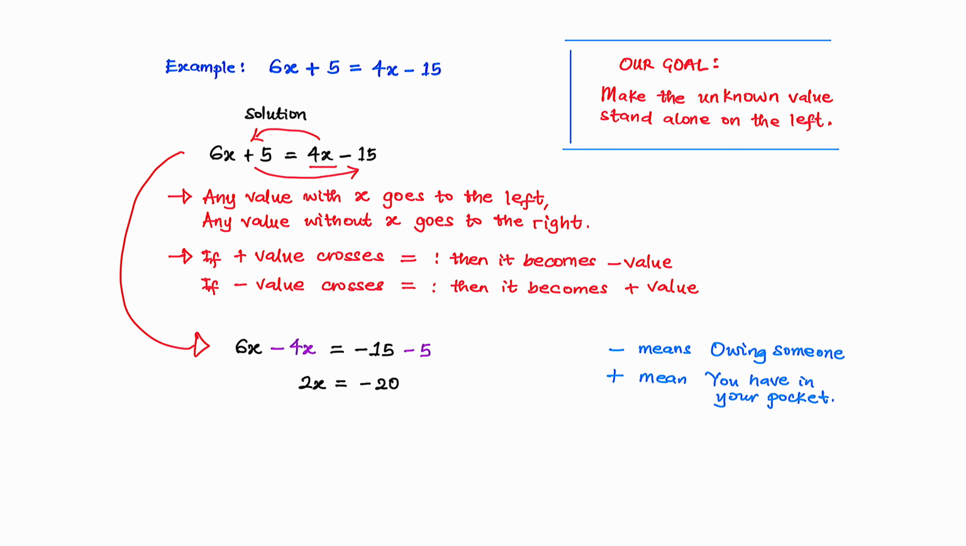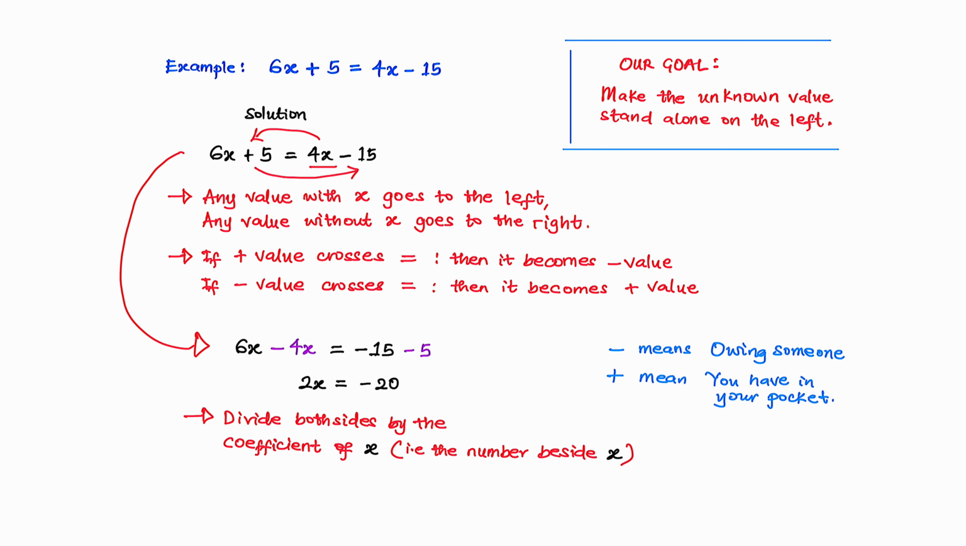When you get to this point, we can see that we are left with 2x on the left and minus 20 on the right. The next thing we need to do is divide both sides by the coefficient of x. Dividing both sides by the coefficient of x. Coefficient of x means the number beside x.